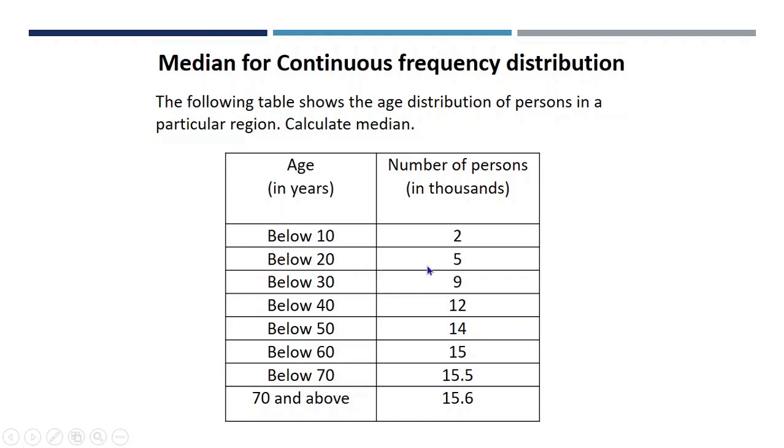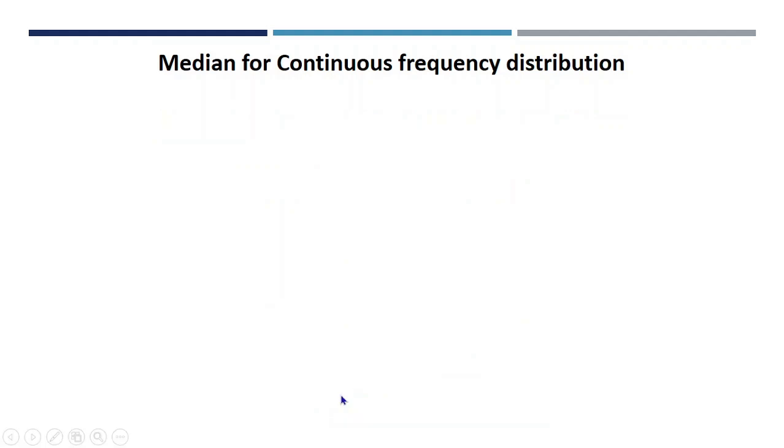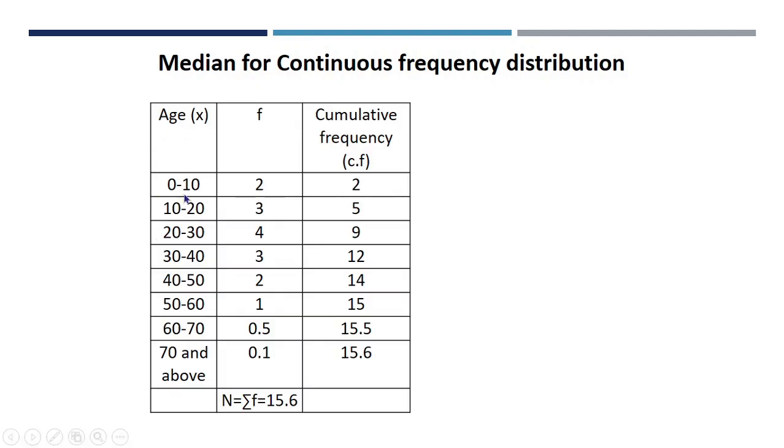And for getting what is between 20 and 30, subtract 5 from 9. 9 minus 5 will give you the number of persons between the age 20 and 30, and so on. So preparing the table like this, given ages, and these are the frequencies. This cumulative frequency is given. So from this we are calculating the frequency. From 0 to 10 what is given is 2, and from 10 to 20 the cumulative frequency is 5. So 5 minus 2, that is the value of the frequency here, that is the count here.